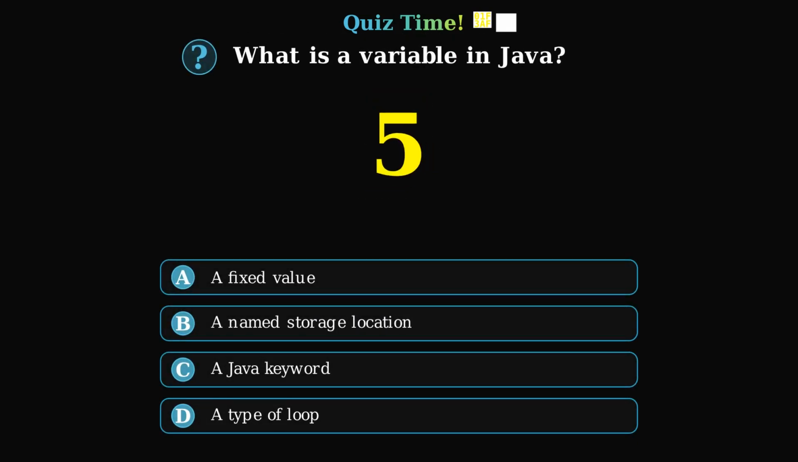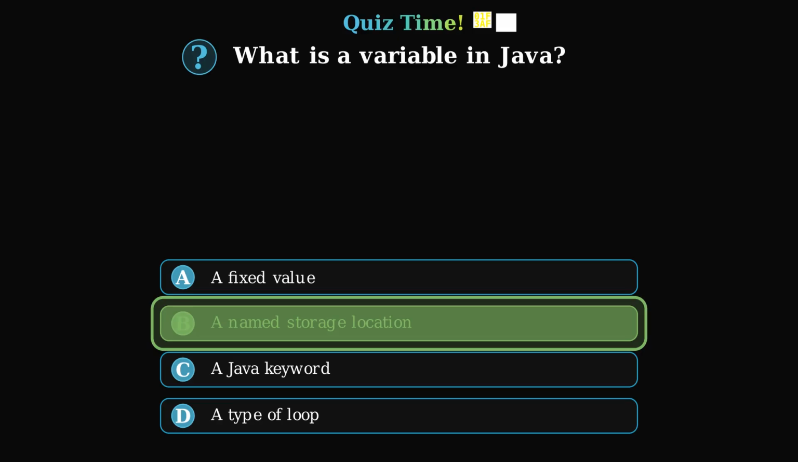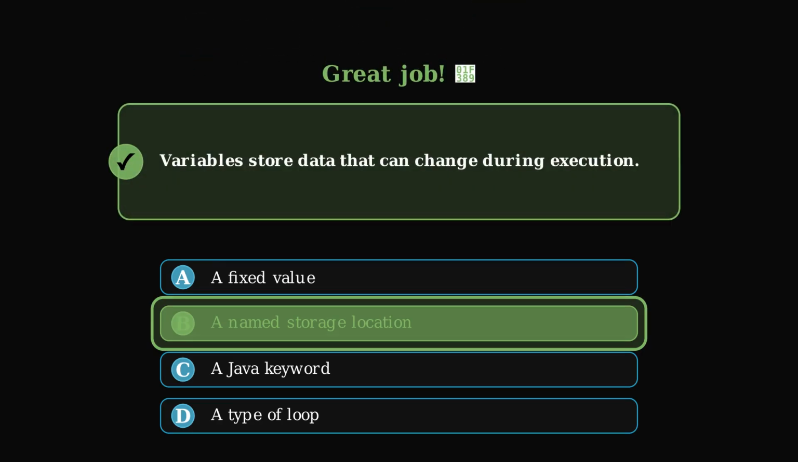Quiz time. Test your understanding. What is a variable in Java? Which one is correct? The correct answer is variables store data that can change during execution.